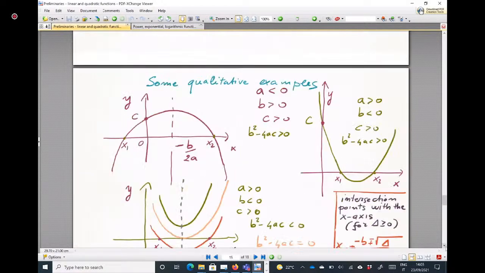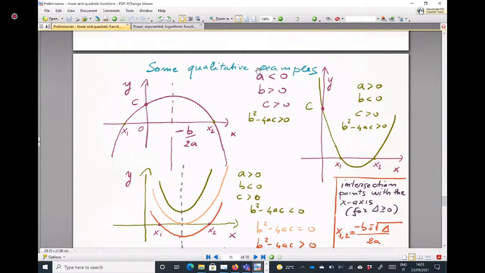Here are some qualitative examples, but basically, what is parameter A? Parameter A controls whether it is convex or concave. If A is positive, then B basically controls whether the symmetry axis, which is this vertical line.